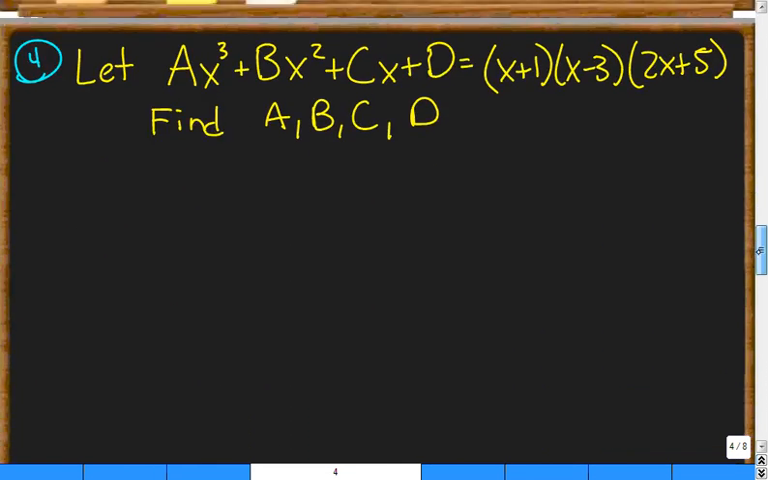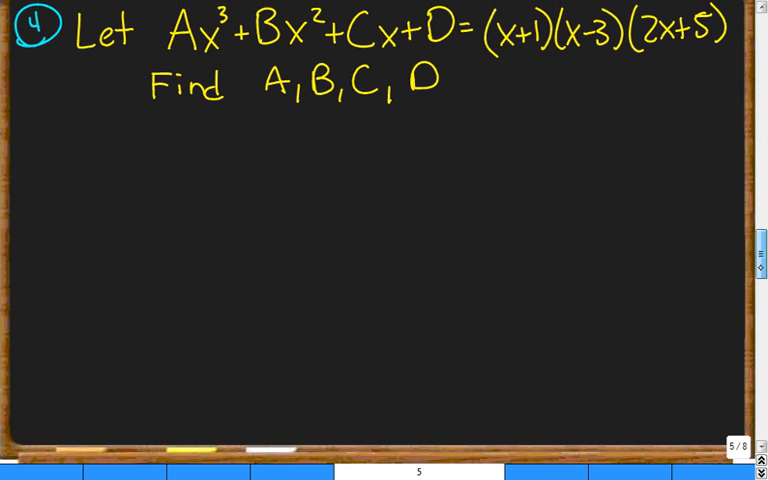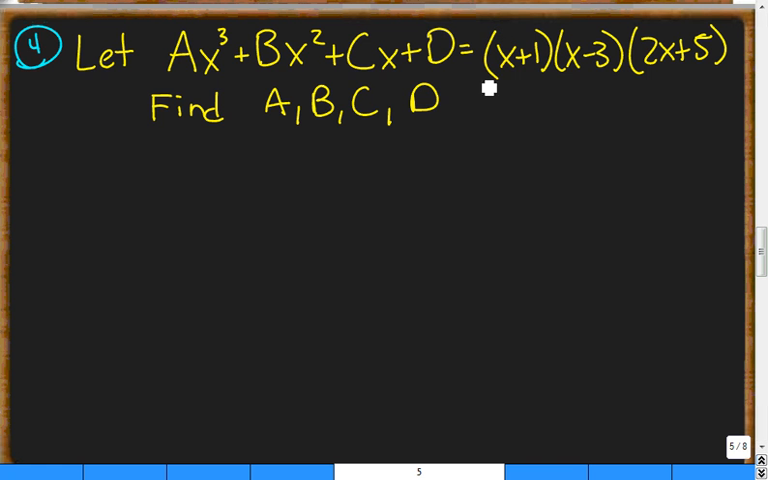Now, to take that a little further, if we have things in the same form, we can start to make statements about variables and about coefficients that we don't know. Well, it says let ax cubed plus bx squared plus cx plus d equal this term over here: x plus 1 times x minus 3 times 2x plus 5, all together. So what we want to do is find a, b, c, and d. Well, in order to find a, b, c, and d, we are going to want to turn this side to look like this. So we need to go ahead and expand it all the way out with no brackets.